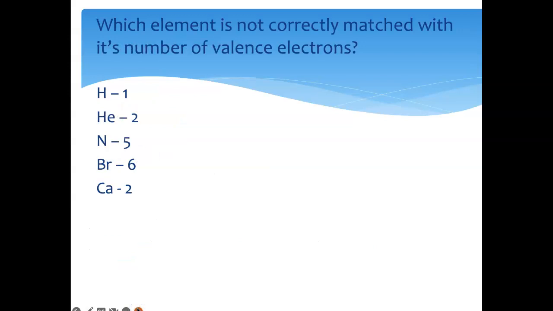So let's look at valence electrons. Which atom is not correctly matched with its number of valence electrons? That's one of those kinds of questions that you will see on that first test. Hopefully you figured bromine. Calcium is one that people often look to, but don't forget that calcium is filling its d orbital, and the d orbital is 1 behind.